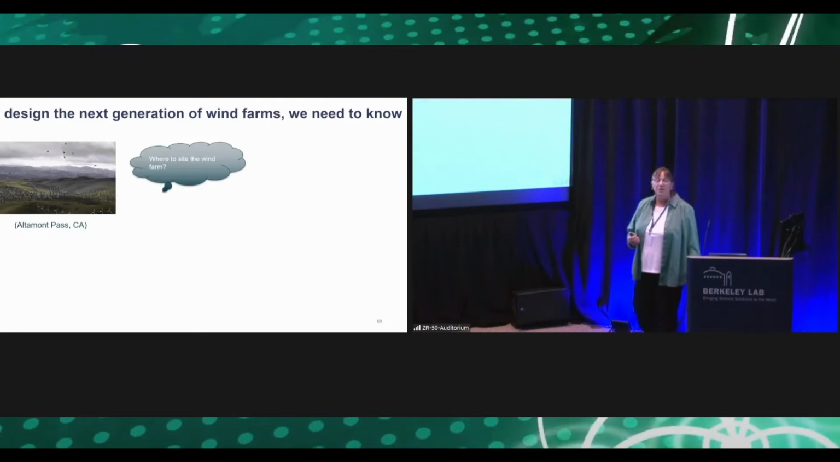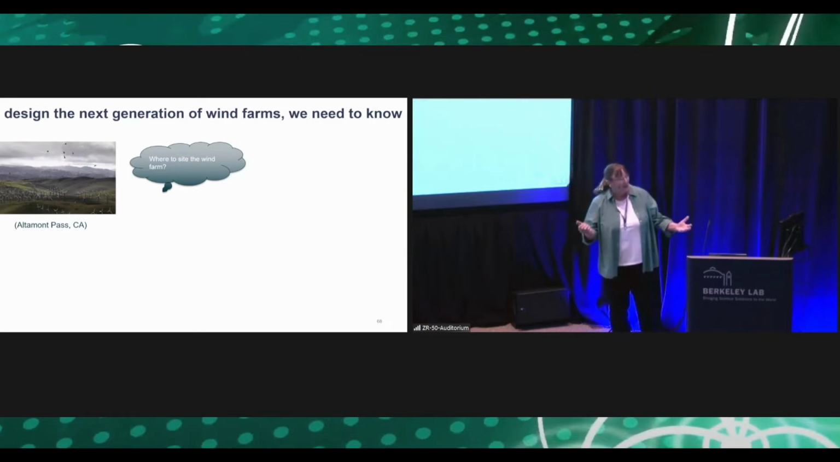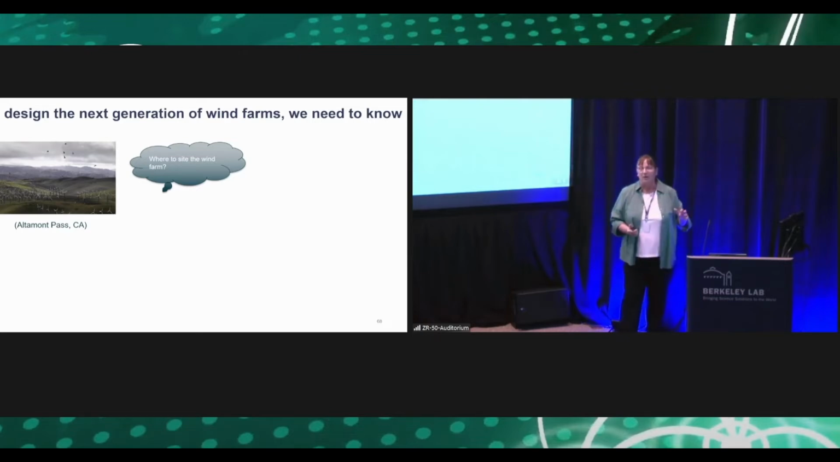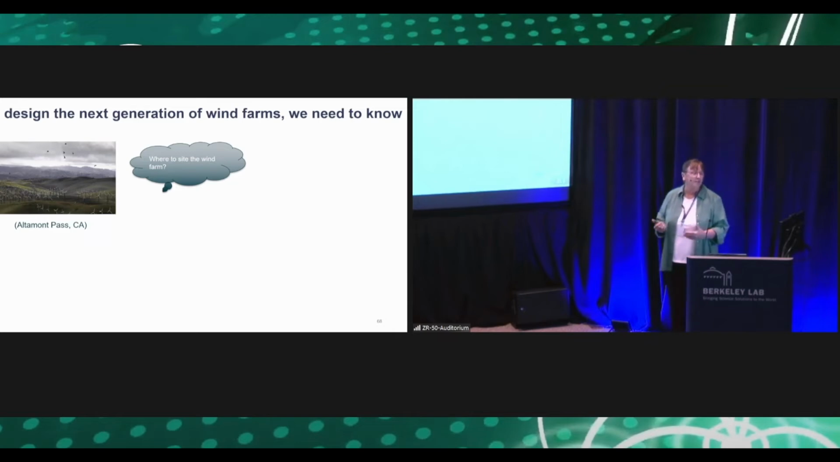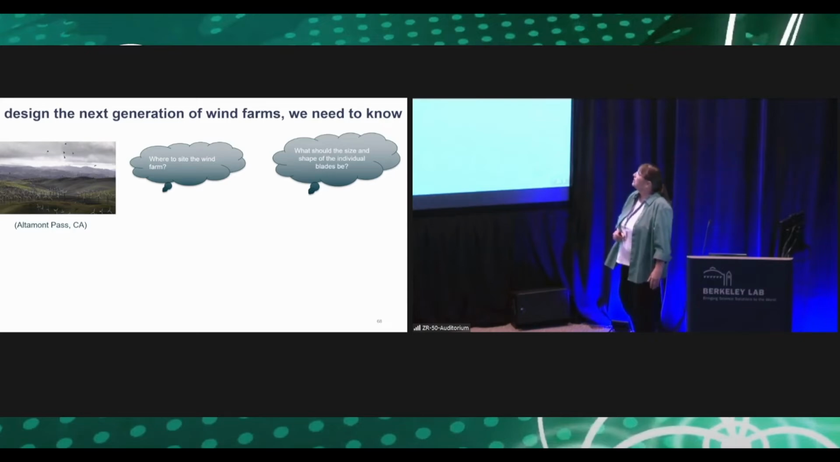One of the big questions is, where do you put it, right? You've seen videos. There are wind turbines on ridges, on peaks, in valleys, and in the ocean. To understand where to put it, you have to understand the characteristics of the flow in the location where you want to put it. So that's obviously a very important question. That's the Altamont Pass.